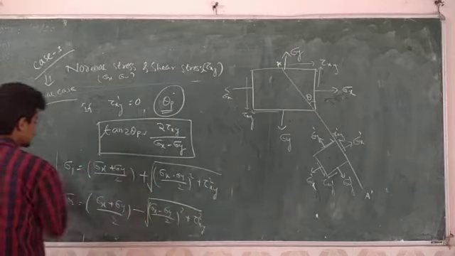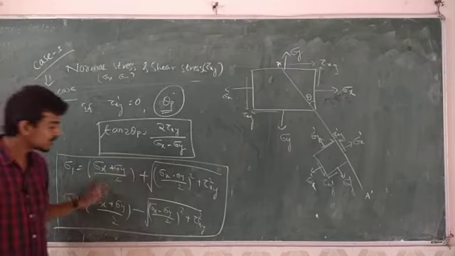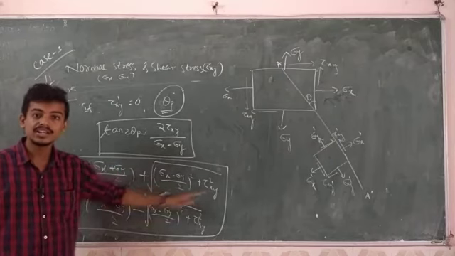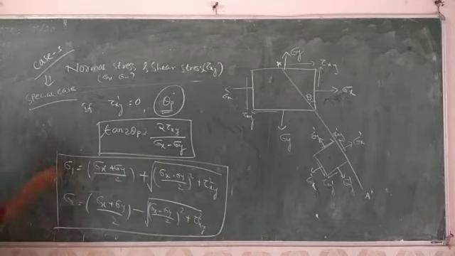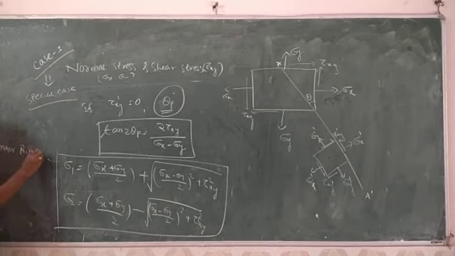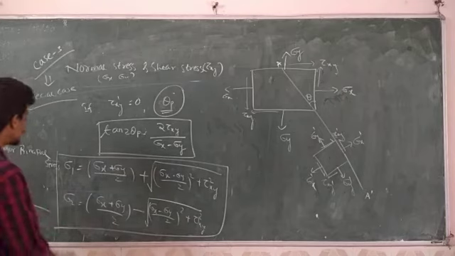These formulas are much more important. Remember this. One problem will definitely come. Normal stress will be given and shear stress will be given. You have to find your major and minor principal stress. This is the major principal stress. This is the minor principal stress. Sigma 1 and sigma 2.